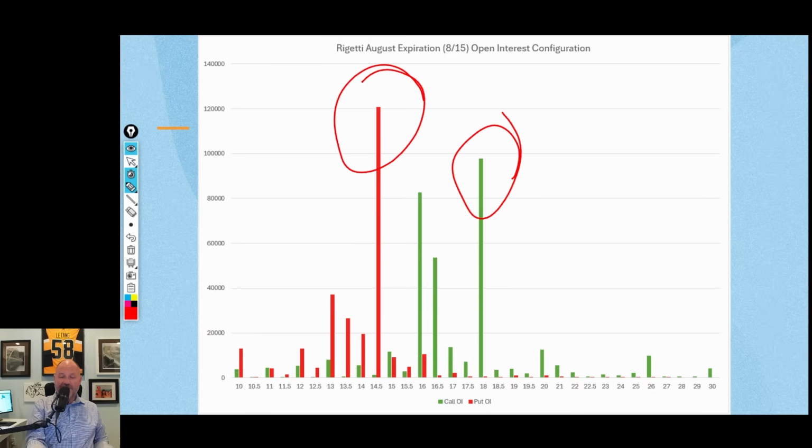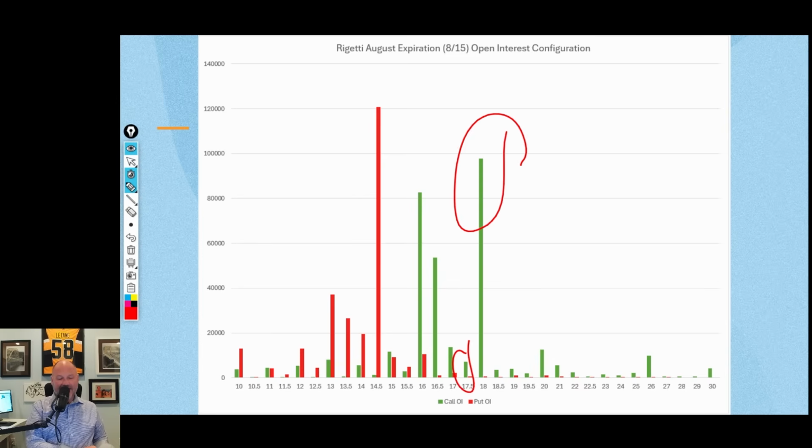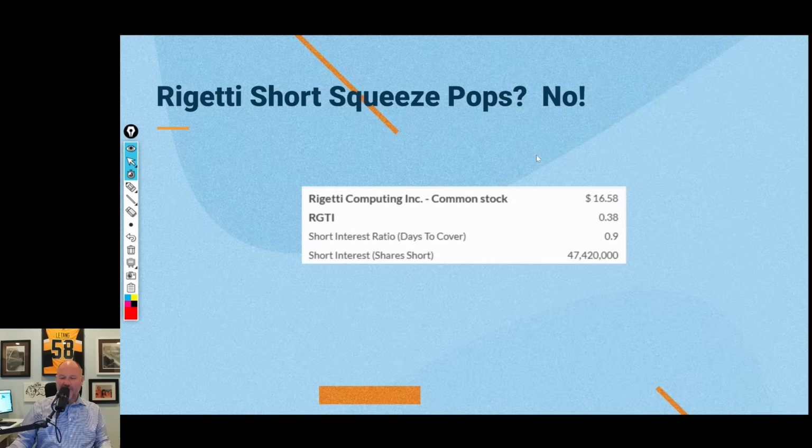And when you look at the one that stands out like another sore thumb in the green, it is the $18 strike. That's where you've got all of the calls. Look at the 17.5. Not really anything, but that 18 has got a ton, almost 100,000 contracts that are open at that level. Let's look at the chart of the stock very quickly and see how it's played with those levels.